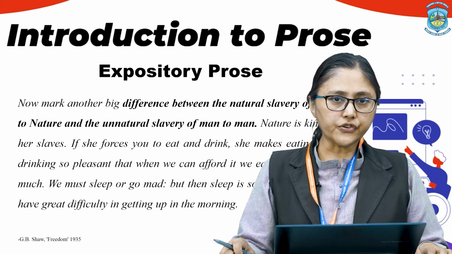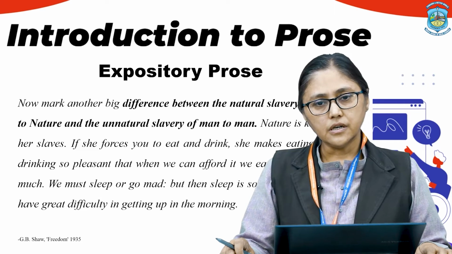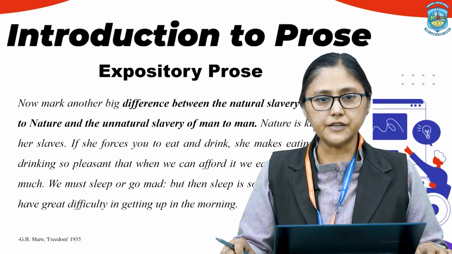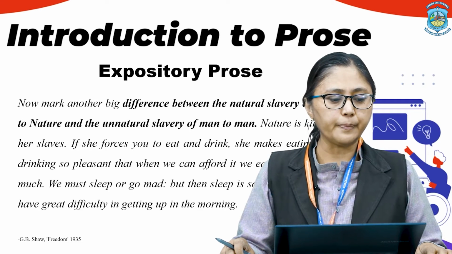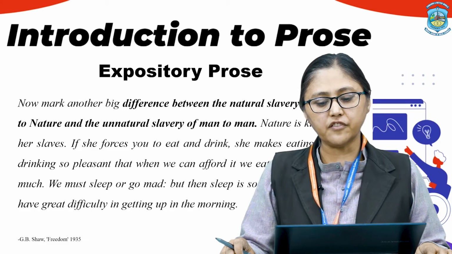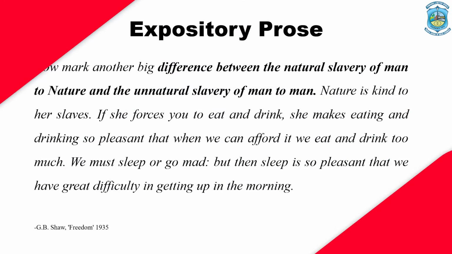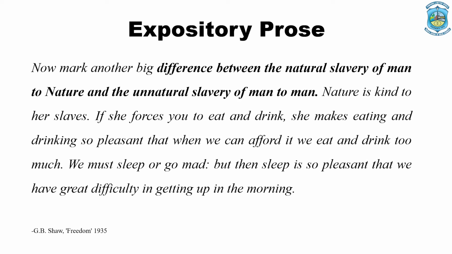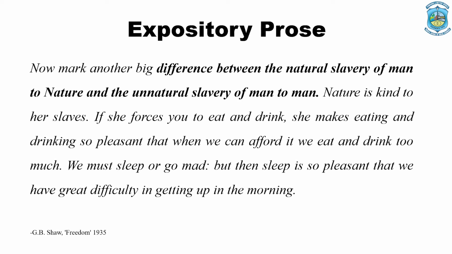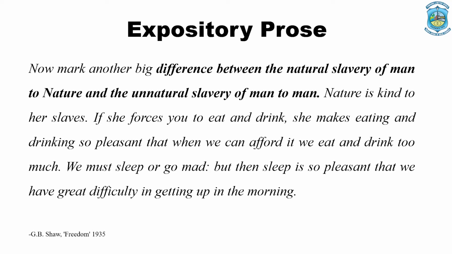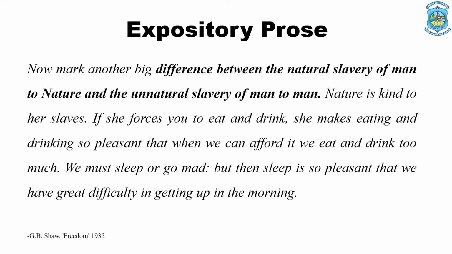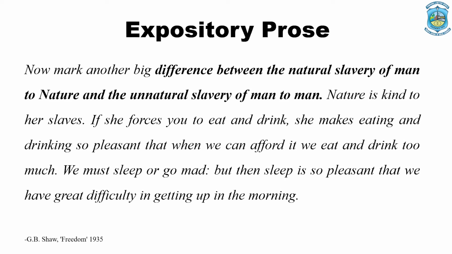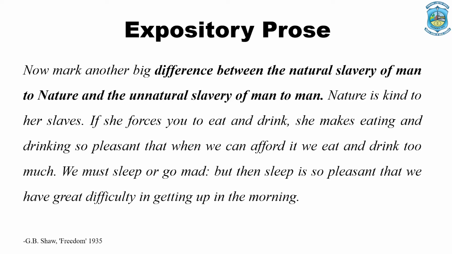This paragraph on your screen has been taken from Bernard Shaw's essay Freedom, where he describes the difference between the natural slavery of a man to nature and the unnatural slavery of man to man. So, the explanation has been given by the writer to understand how man has become a slave of another man, and what is the difference between natural slavery of man to nature and the unnatural slavery of man to man.